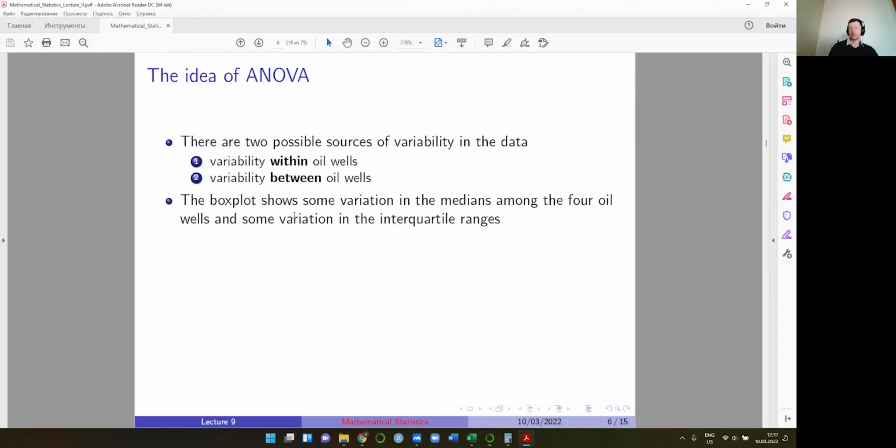What we see is that the box plot shows some variation in the medians among the 4 oil wells, and also some variation in every oil well due to the random sampling, and probably due to just different productivity every day.